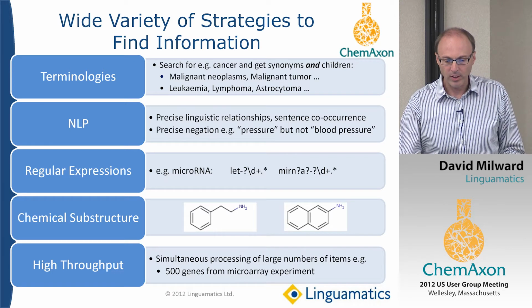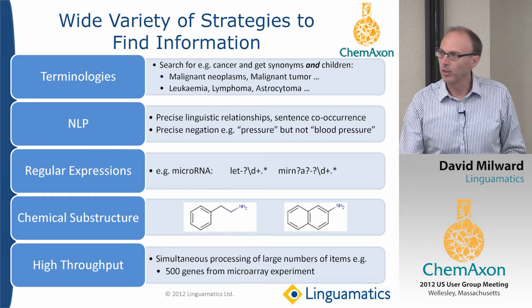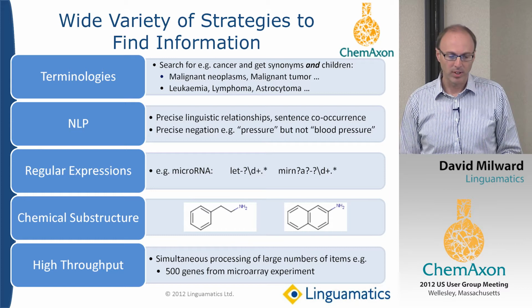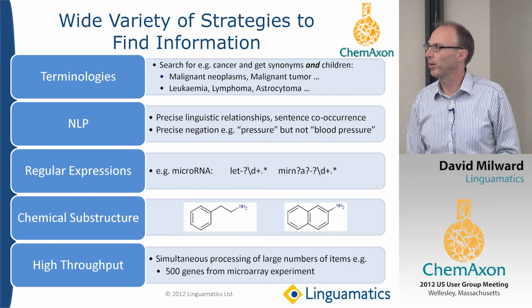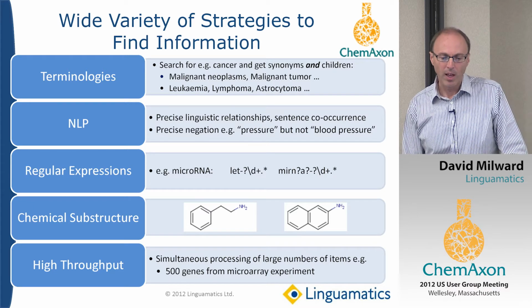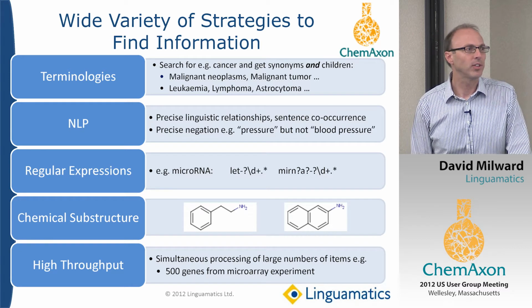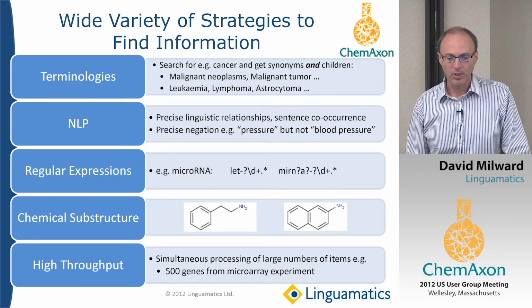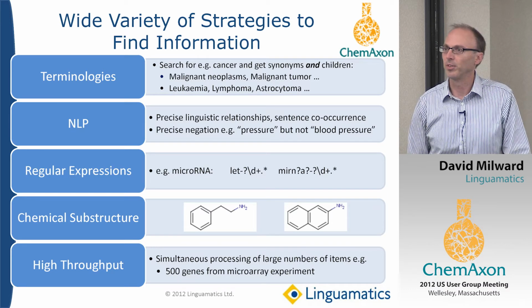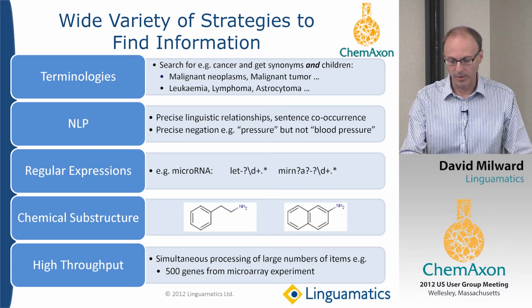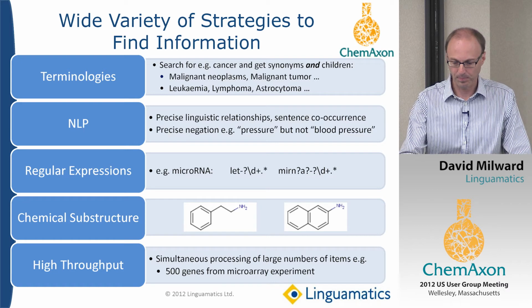Things like regular expression search, so that rather than looking for stemming, you can do more elaborate regular expressions to do more precise searches, for example, for microRNA forms. Chemical substructure, which we'll be talking about a lot here. And then high throughput, where you're interested, for example, in saying, are there any relationships to diseases for these 500 genes I've got from, say, a microarray experiment. So doing things in a kind of batch, high throughput way.